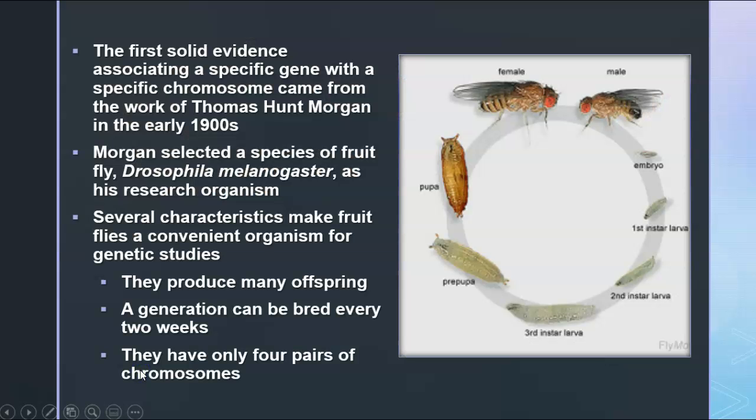So the big thing to realize is that we know what we know about gene linkage, or about how genes are organized on chromosomes, thanks to the work of Thomas Hunt Morgan a little over 100 years ago. He worked with Drosophila melanogaster, a fruit fly, which has become a very popular organism in genetic research. Big thing is they produce a lot of offspring. You can have a whole new generation in 2 weeks, and they only have 8 chromosomes, 4 pairs, so it's pretty easy to figure stuff out.